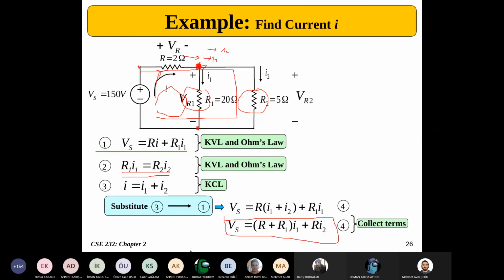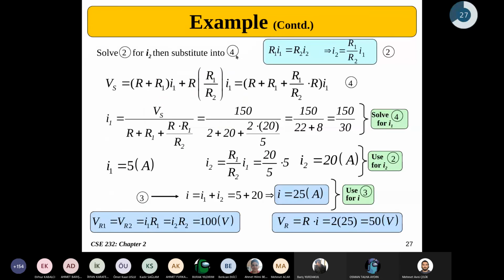Now call that 4. Substitute 2 in 4 now. You'll be able to say that, okay, since these 2 values are the same, I2 can be calculated using the resistances of those 2 elements multiplied by I1. So if you add them up, you'll end up with something like this.